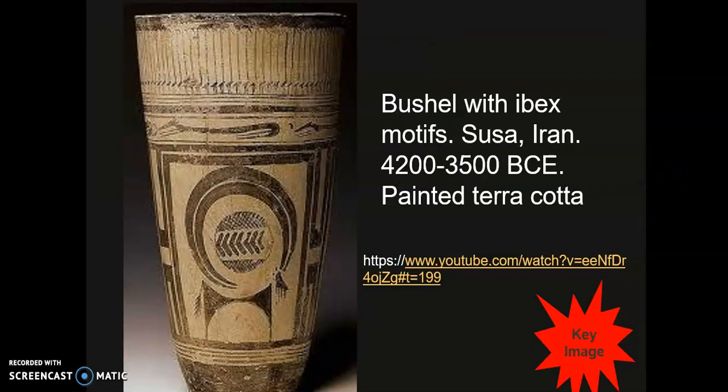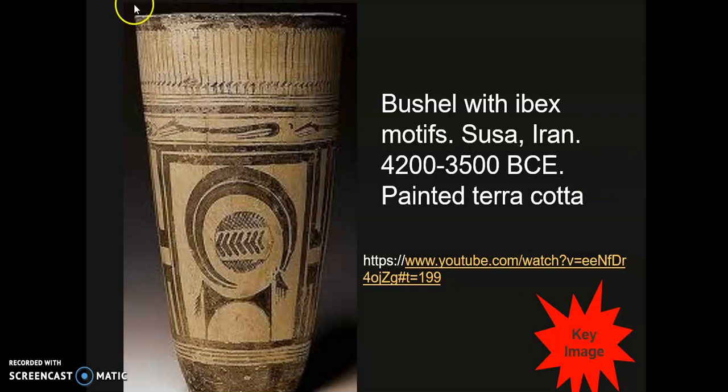There is a video on this. Again, I'm not going to go over it too much because they do a pretty nice job on the video, and it is on Khan Academy, okay? But anyway, note the date, 4200 to 3500 BCE, again, towards the tail end of the Neolithic period, okay? And it's painted terracotta. In this case, the terracotta is kind of a brownish. A lot of terracotta is red. This has a little bit of a brownish tint to it.